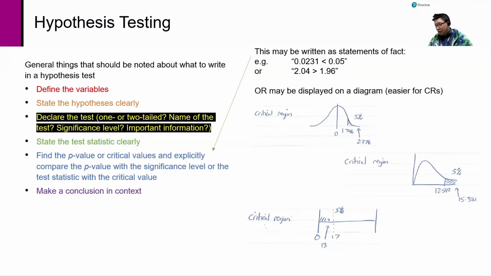If it was a normal distribution, I would draw a bell curve. If it was a chi-squared, I would draw a chi-squared curve. If it was just a sample size, or just a scale or a number line, I would just draw a scale or a number line.